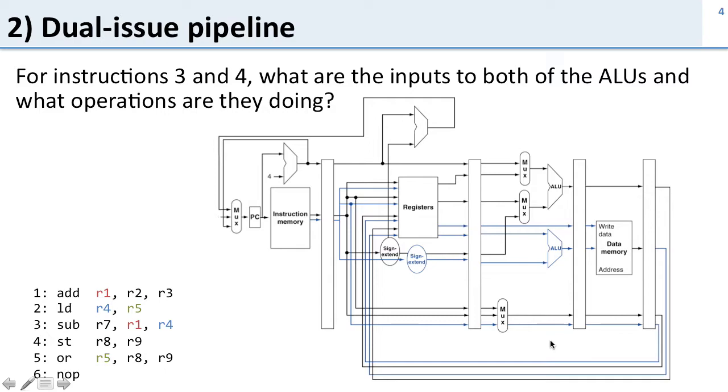Here's a question about a dual issue pipeline. So here we've got a bunch of instructions, and we're going to dual issue them into this pipeline. You see the pipeline has two parts, an ALU up here and another ALU down here. And the question is, what are the inputs to the ALUs and what are they doing?